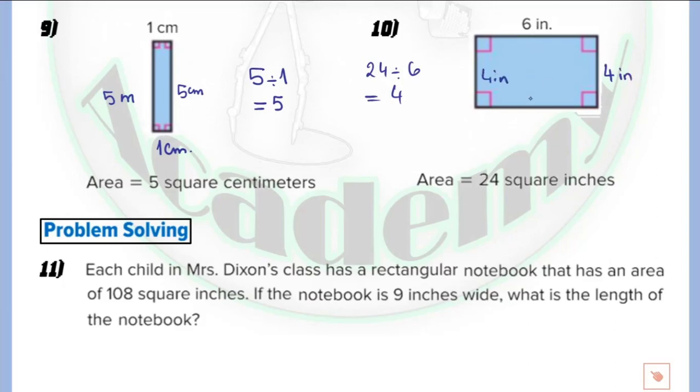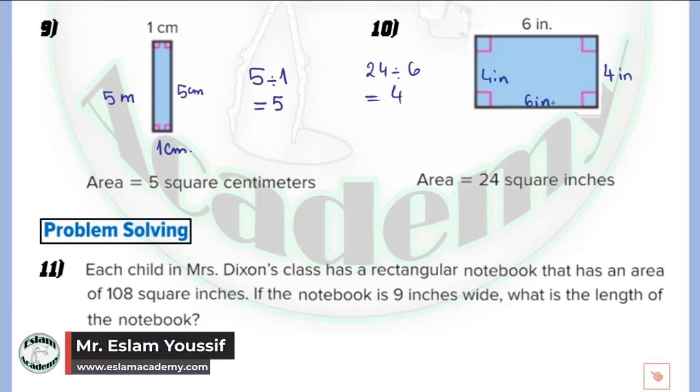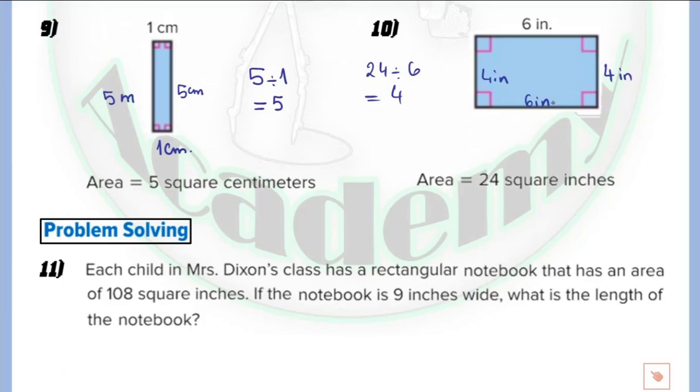And the side opposite to 6 will also be equal to 6 inches because we are talking about a rectangle. And for the rectangle, each two opposite sides are equal. For the square, all of the sides will be equal. And that's how we can find the length of the missing side if they give the area and one of the sides of the shape.